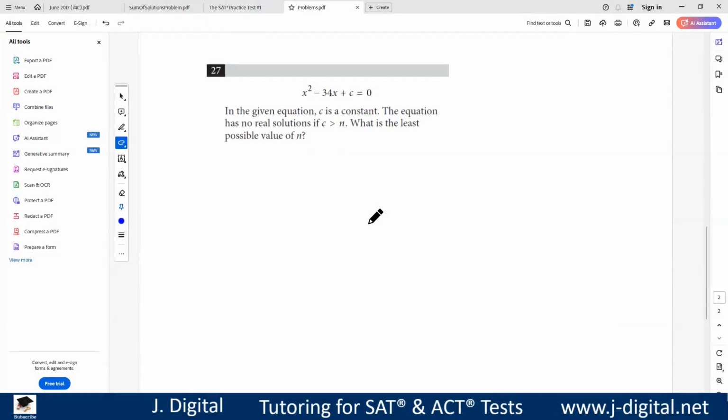All right, let's take a look at this SAT problem. We have x squared minus 34x plus c equals 0. That is a quadratic. We have a x squared there. 2 is the highest exponent, second degree, polynomial. Could be a parabola or quadratic.